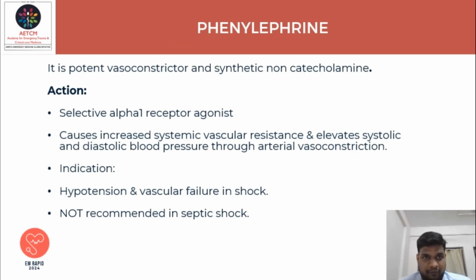Next one is phenylephrine. It is a potent vasoconstrictor and a synthetic non-catecholamine. Action of phenylephrine: it is a selective alpha receptor agonist, causes increased systemic vascular resistance and elevates systolic and diastolic blood pressure through arterial vasoconstriction. Indications are hypotension and vasodilatory shock, and it is not recommended in septic shock.